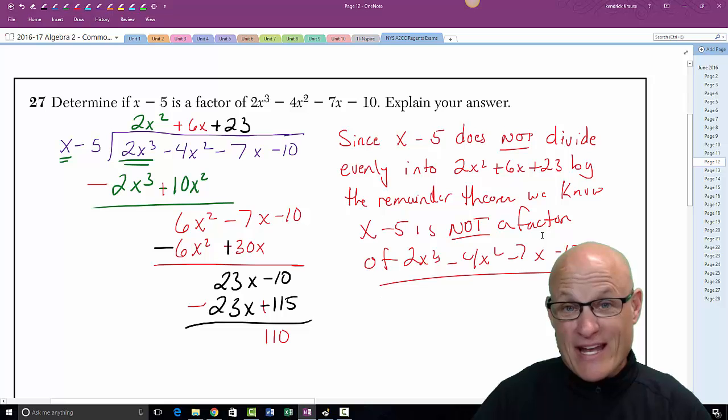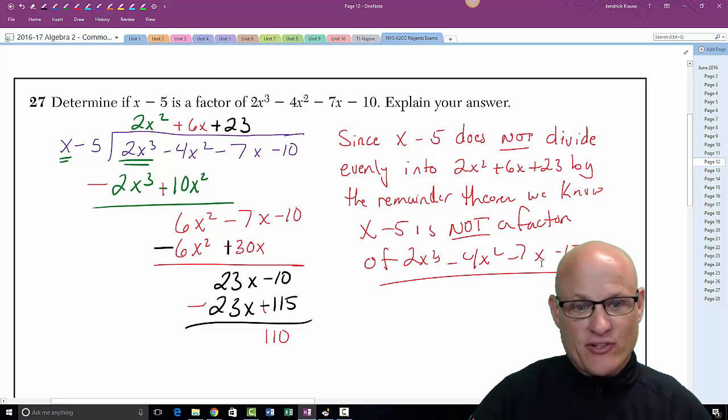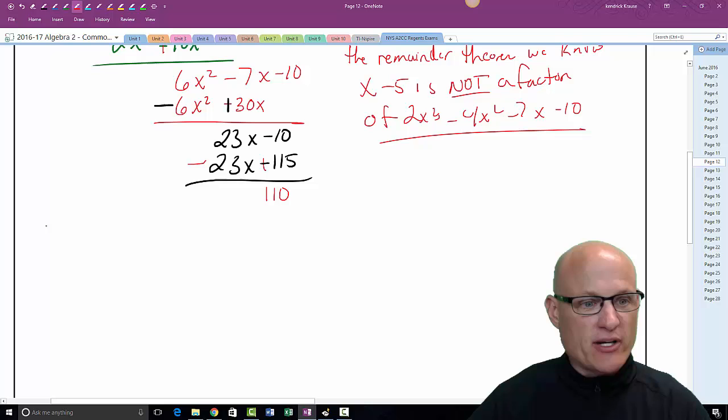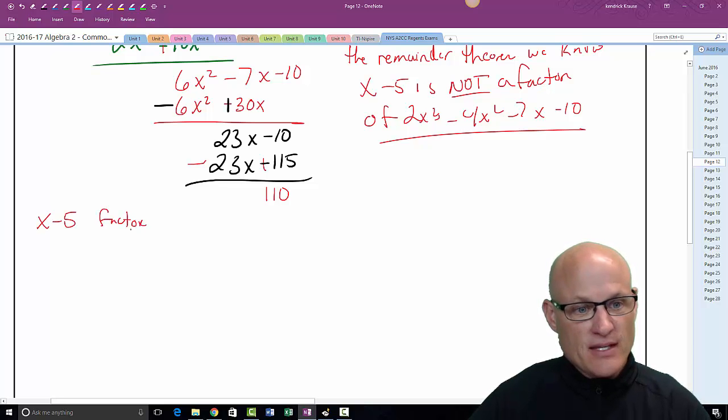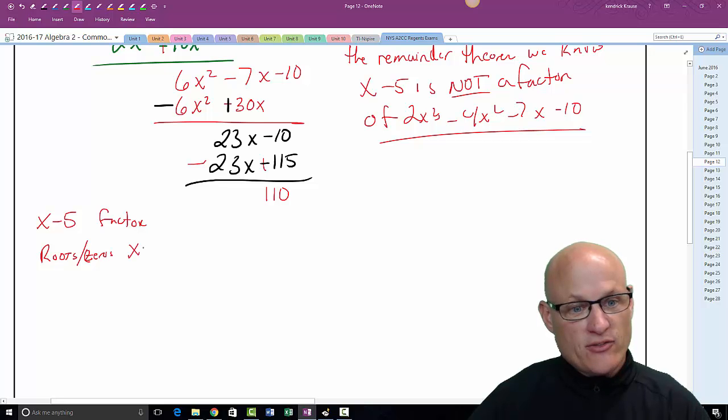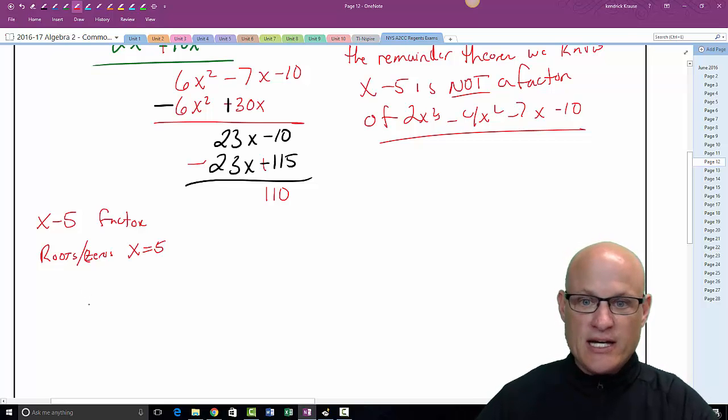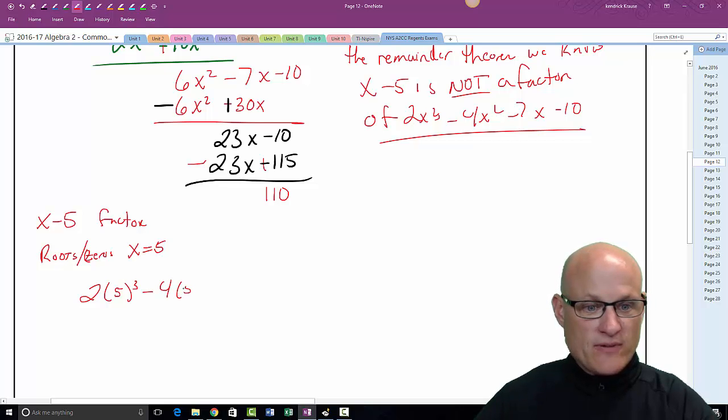It's going to be the same red answer. So everything I wrote there in red is going to be the same, except this time we're going to say, okay, if x minus 5 is a factor, then one of my roots or zeros is x equals 5. So I'm going to plug 5 in there. So I get 5 cubed minus 5 squared minus 7 times 5 minus 10.